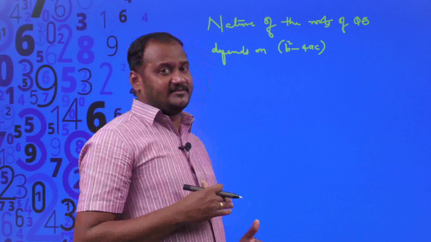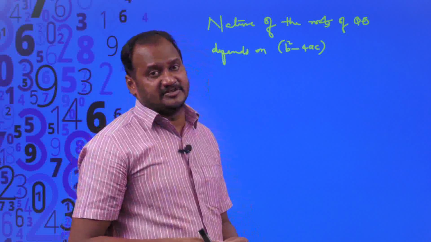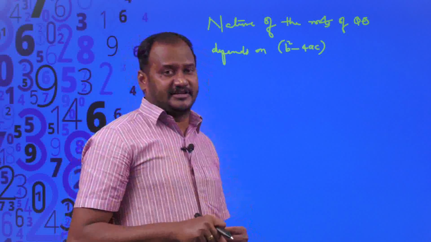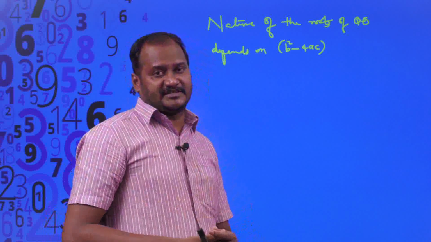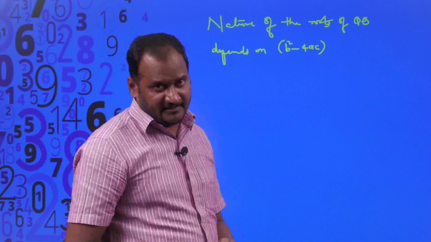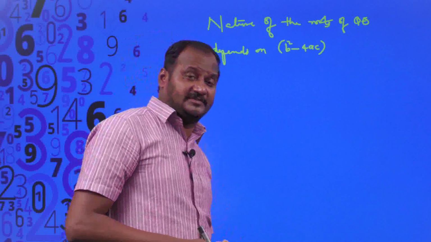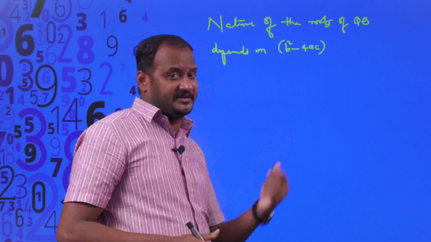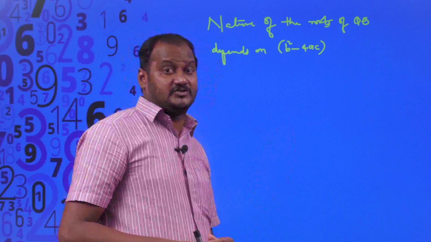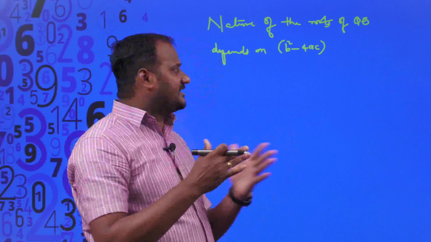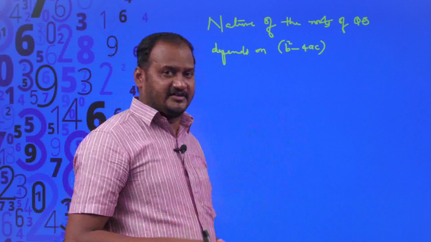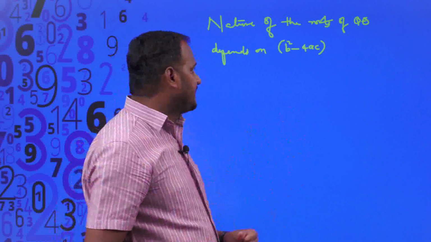So why am I saying ax square plus bx plus c equal to 0? Suppose you change the quadratic equation to px square plus qx plus r equal to 0, then you cannot call the discriminant of px square plus qx plus r equal to 0 as b square minus 4ac. Then you should say it as q square minus 4pr. You can compare with the standard form of the quadratic equation, whatever quadratic equation you consider.